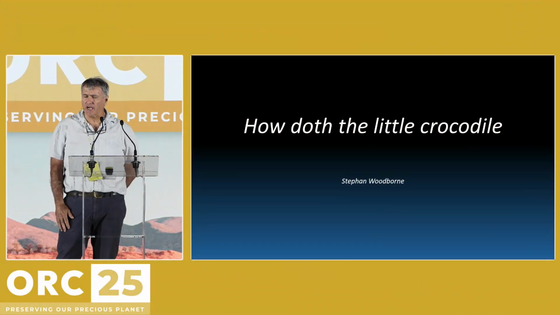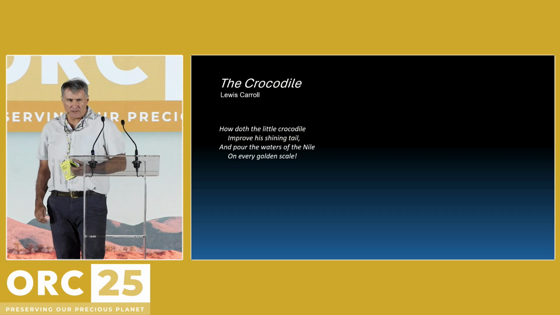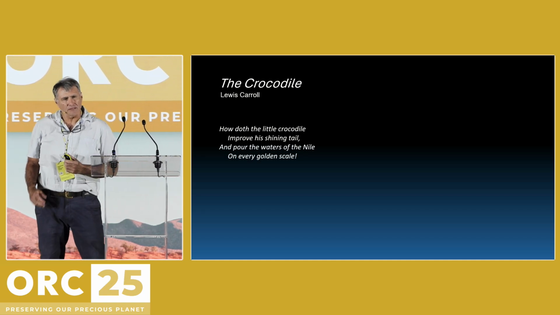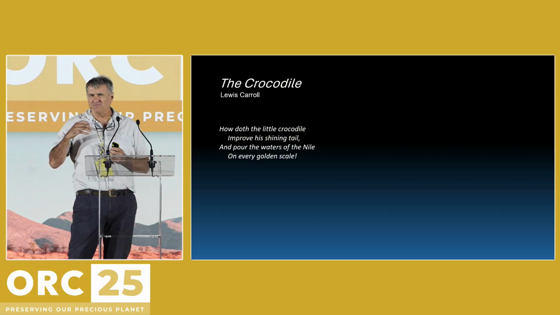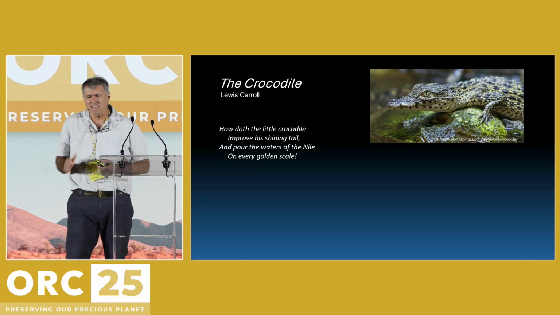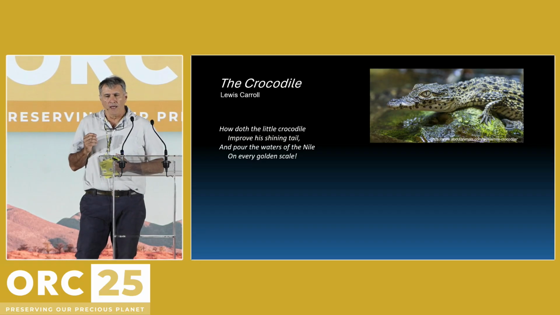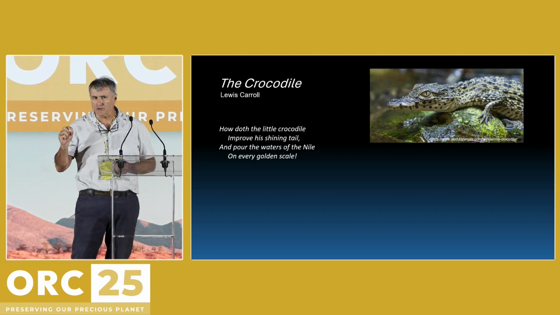How doth the little crocodile improve his shining tail and pour the waters of the Nile on every golden scale? The first stanza of Lewis Carroll's poem, The Crocodile, it invokes a kind of pleasant feeling about the little crocodile, maybe something that looks like this. In reality, this poem is about the mischief of human children.